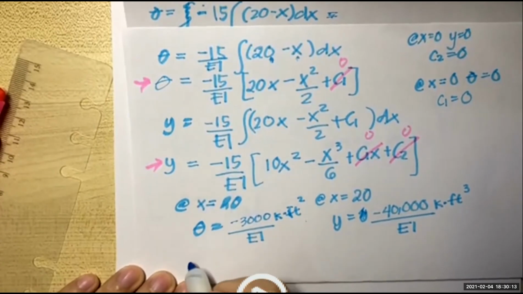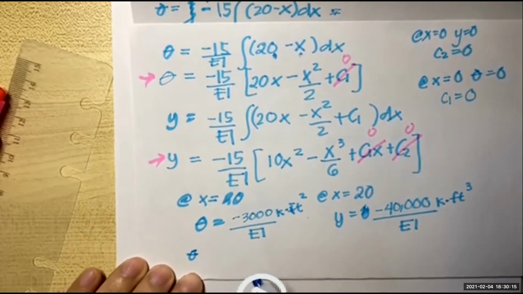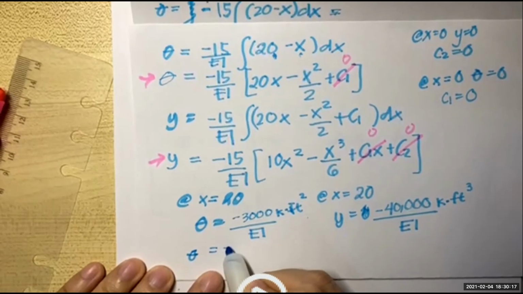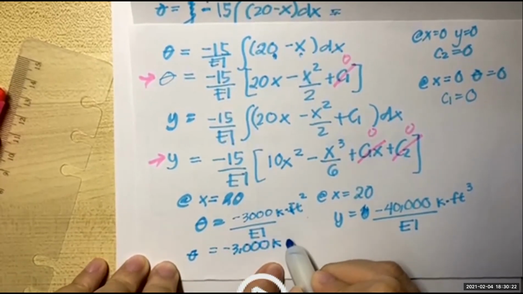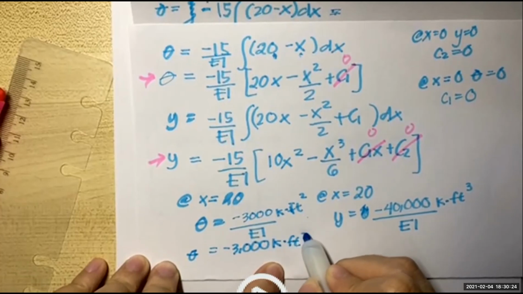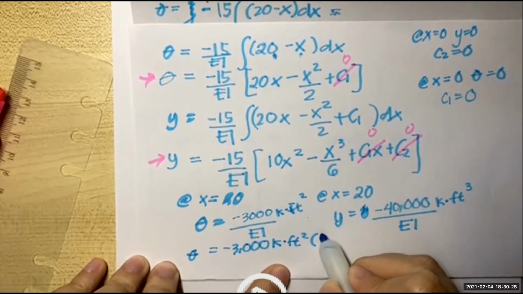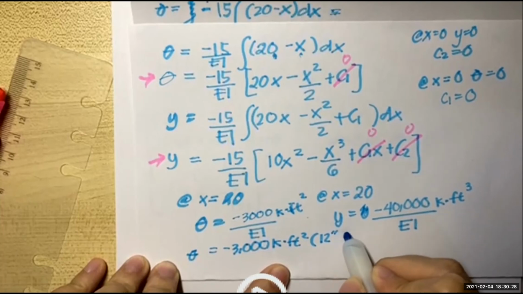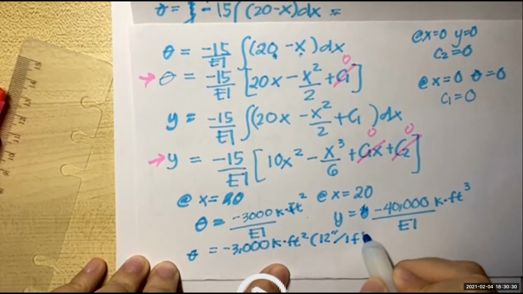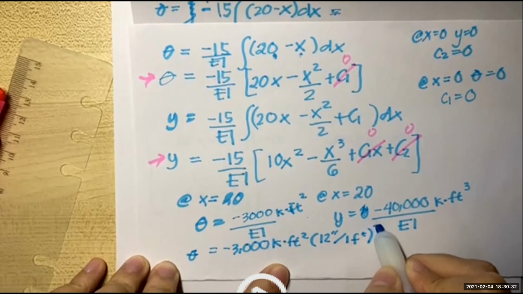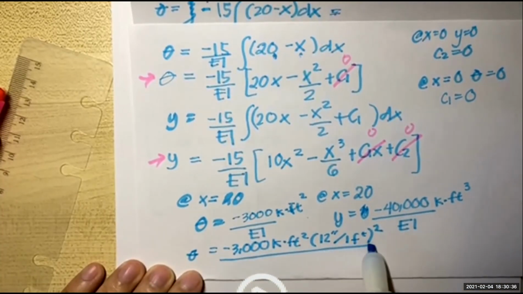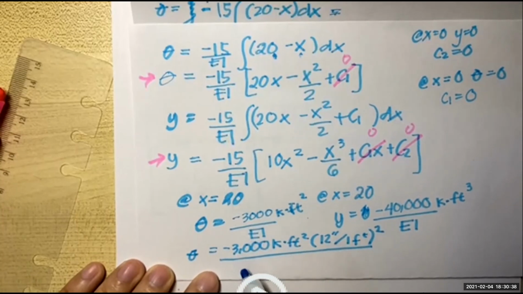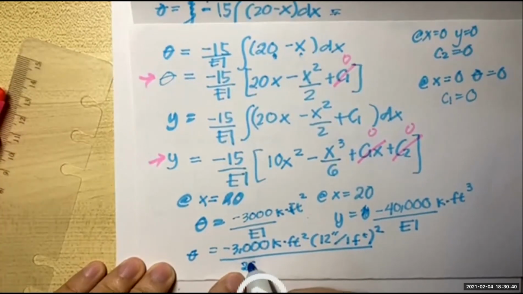So, converting, we have theta is equal to negative 3,000 kips, then 12 inches over 1, squared, so the feet cancel and become inches. Then in the denominator, we have E, 29,000.